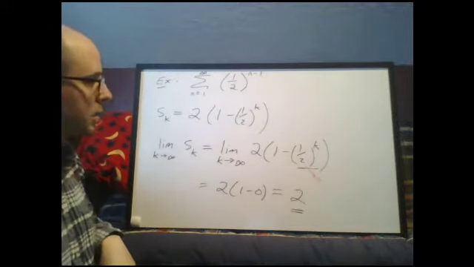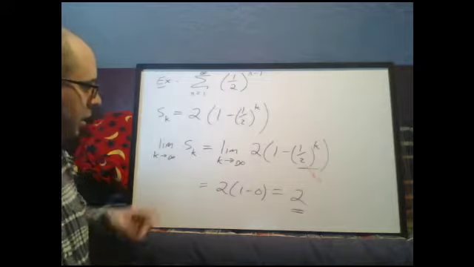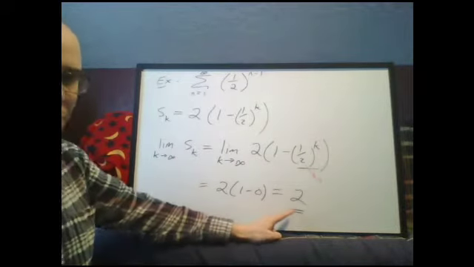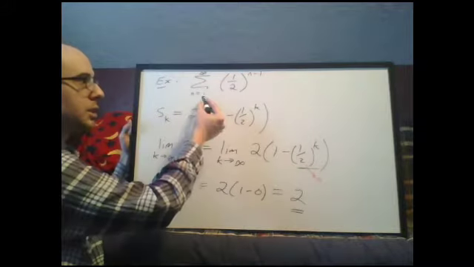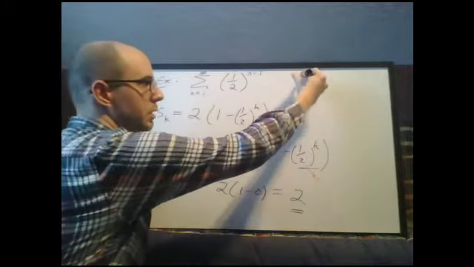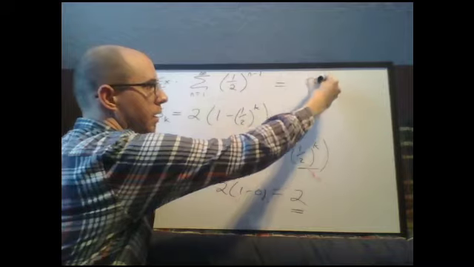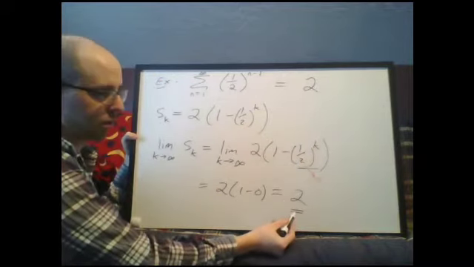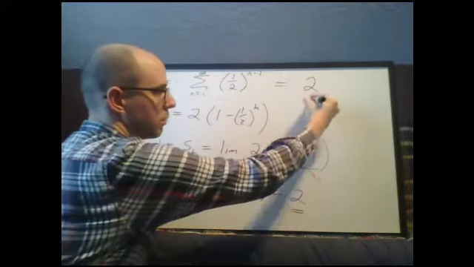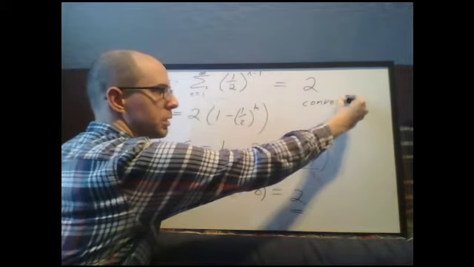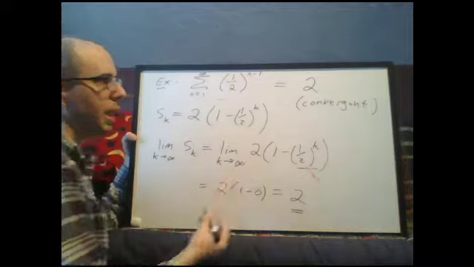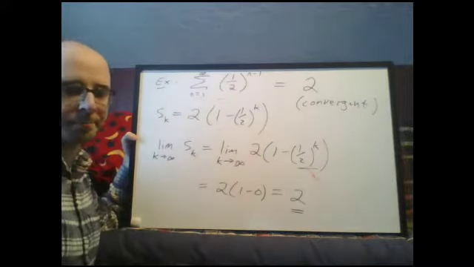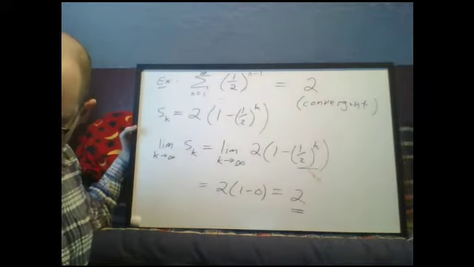Okay, so that tells us two things. The limit of the partial sums is 2, which is a finite answer. That tells us that our series is convergent, and it is said to equal 2. So we've answered both questions at the same time. The series is convergent, and its value is 2.